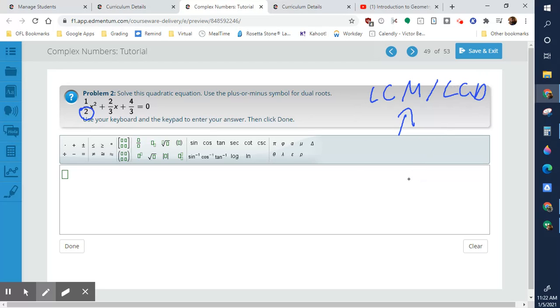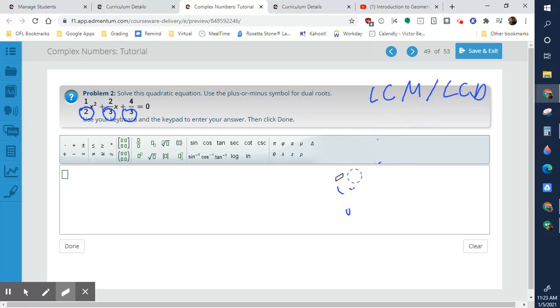But anyways, multiples of 2 are 2 times 1 is 2, 2 times 2 is 4. We're basically just adding these up. Multiples of 3 are 3 and 6. And right off the bat, it's like, oh, cool. The lowest common multiple is 6. That's the lowest number these two have in common. So we're going to multiply everything by 6.